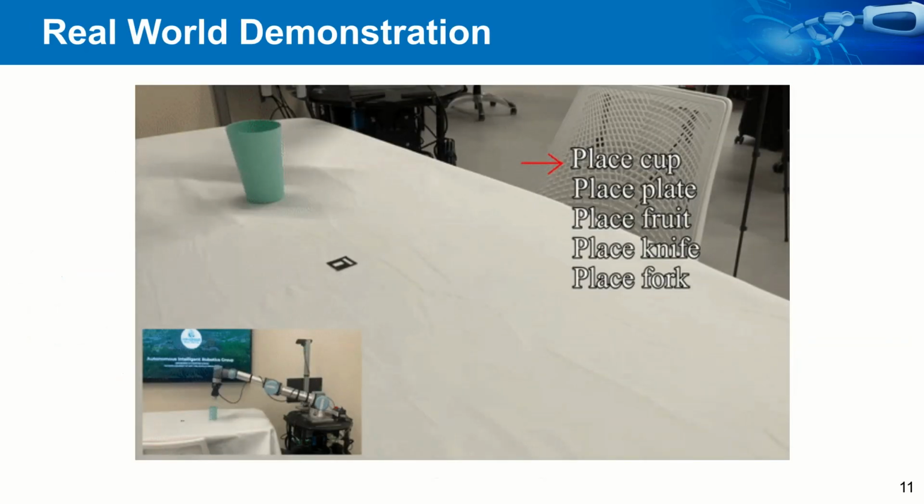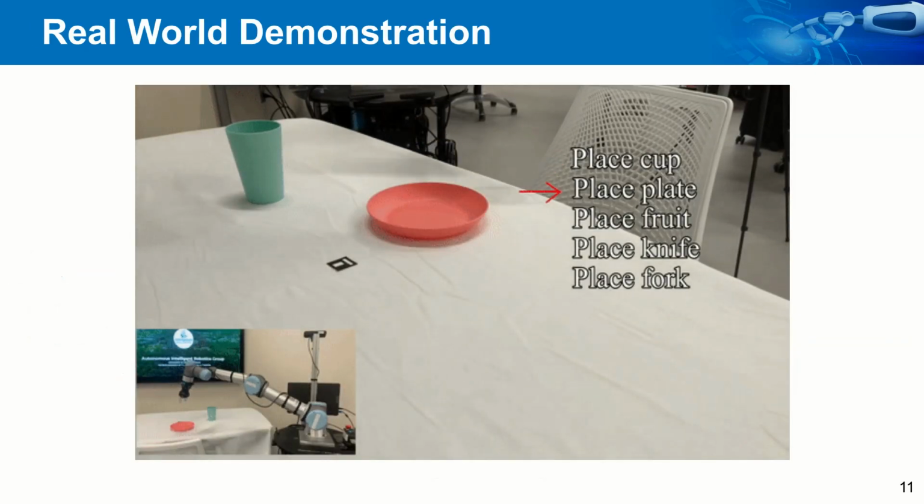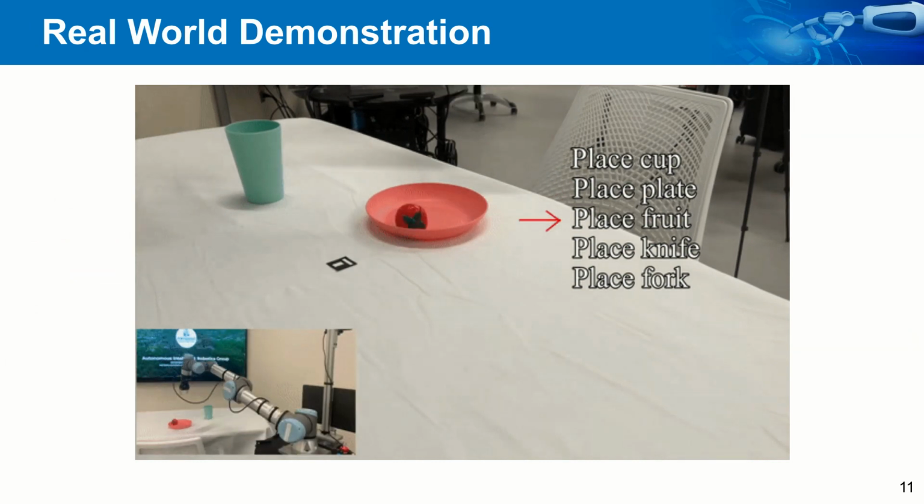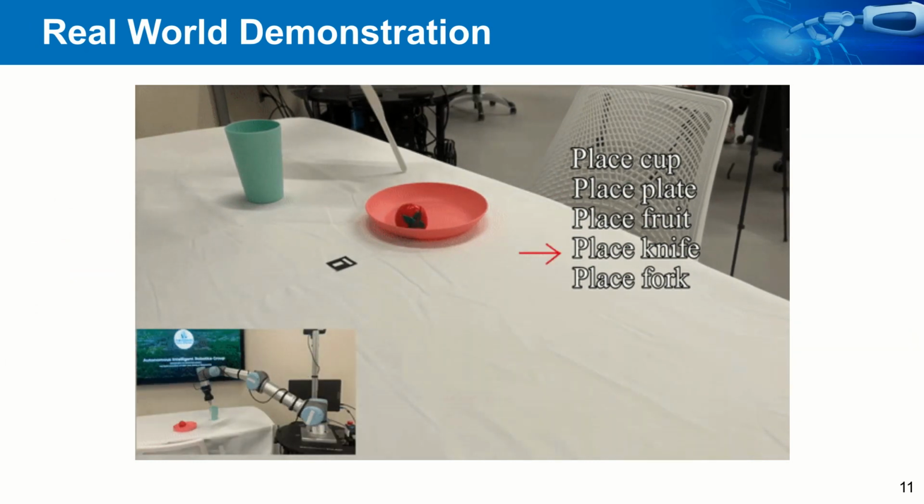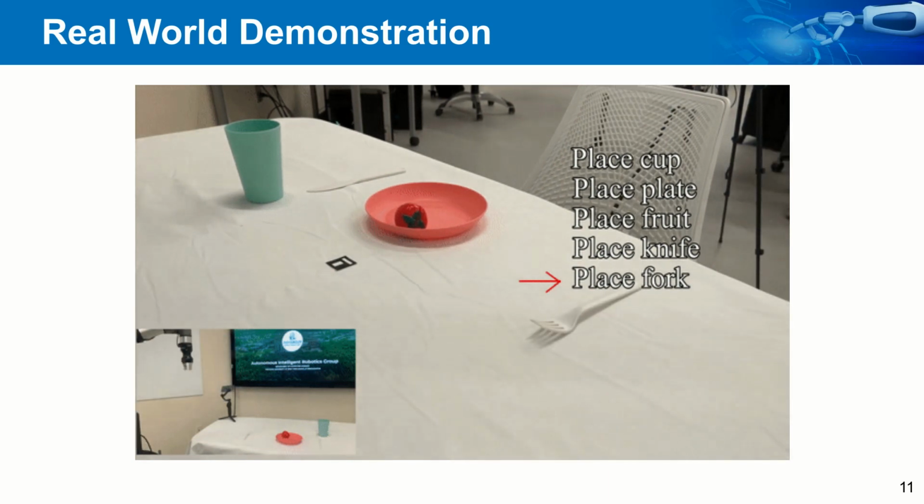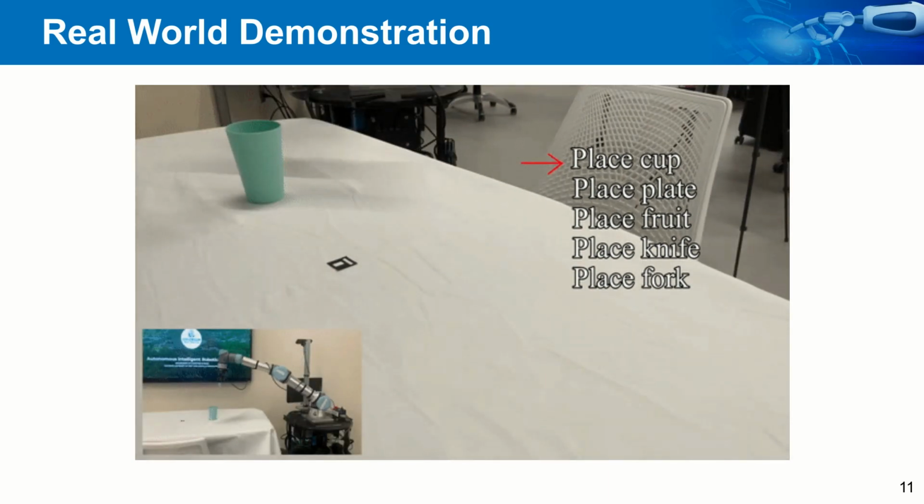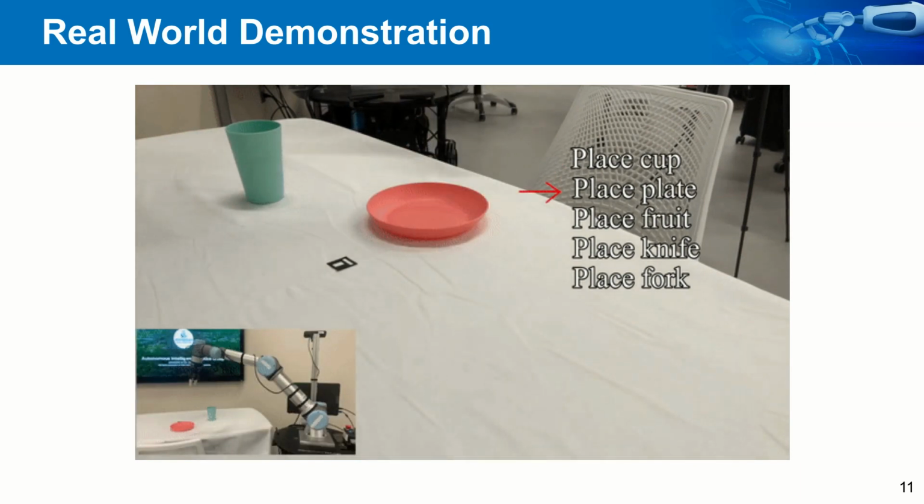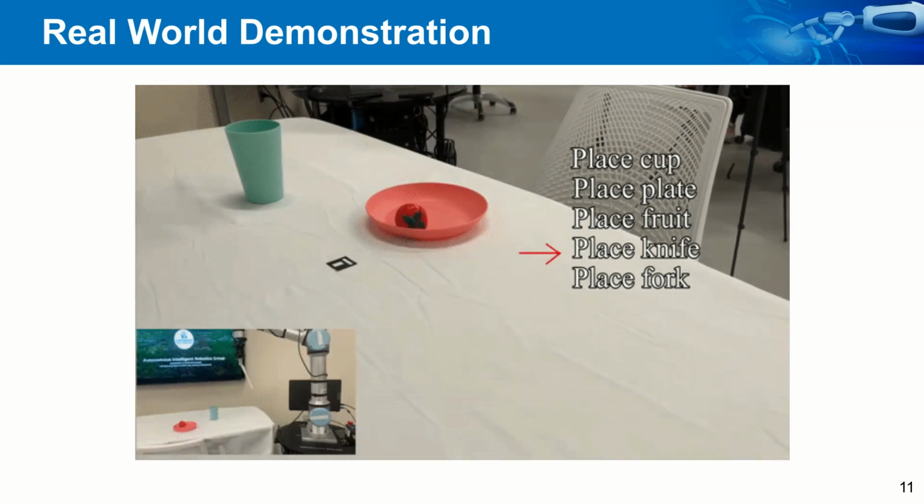This is a real-world demo. In this example, the robot needs to figure out how to rearrange the 5 items on the table, such as placing the fork on the left and the strawberry on the plate. The final object placements were semantically valid, such as the fork being on the left of the dinner plate and the strawberry being on the plate.